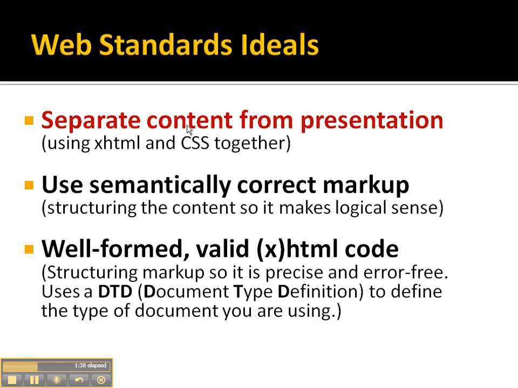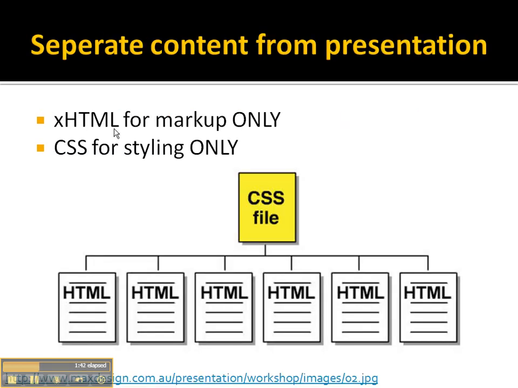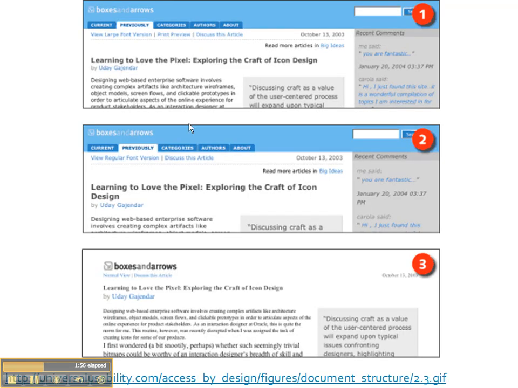The very first thing is about separating content from presentation. When you use XHTML for the markup only, you can use CSS in one separate file that's linked to all of your HTML files to make the website look the way that you want. And the cool thing about it is you might have the exact same code on each page, but notice how the page looks different each time.